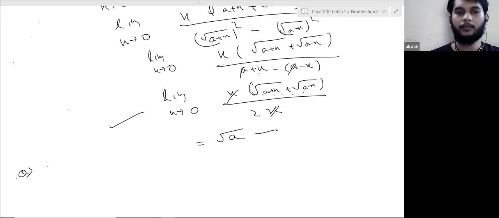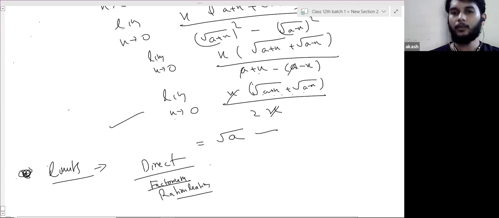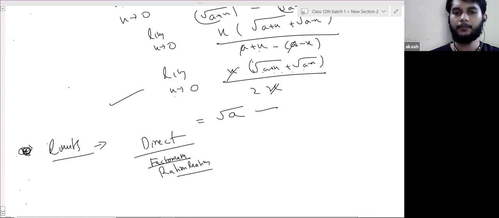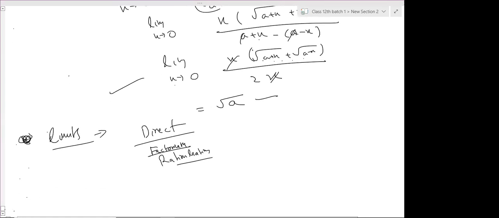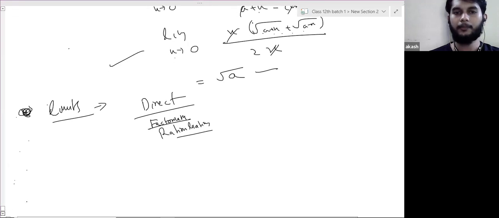In the last class, we did how to evaluate limits. We learned 3 methods. First was direct substitution, then factorization, and then rationalization. With all three, everyone is clear about this? Direct substitution, factorization, and rationalization. Yes, sir. So let's start with the question regarding rationalization. Then we'll move on to the next topic.